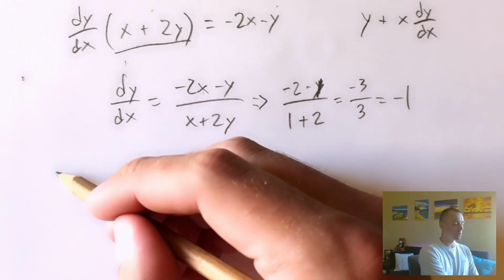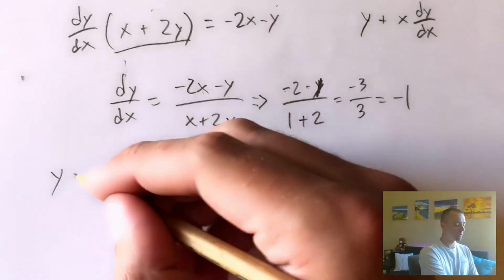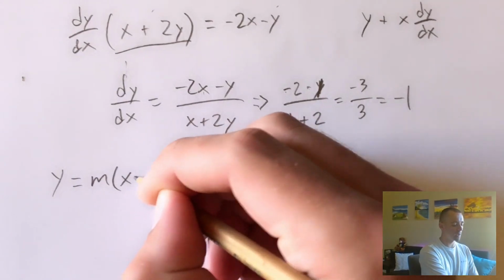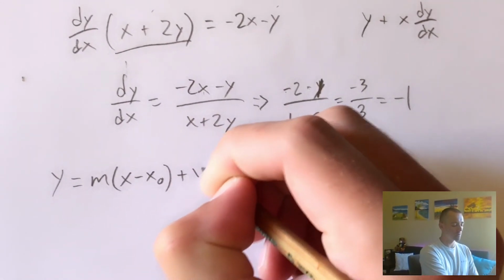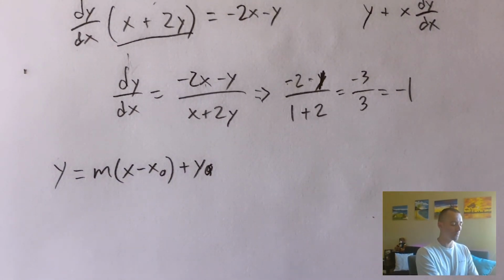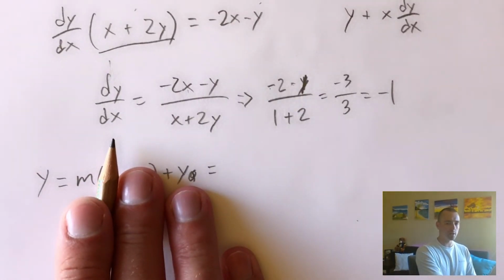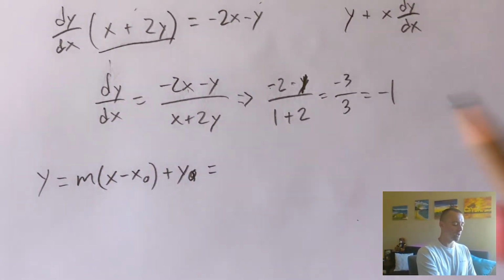So now what we can do is use the generic form of a line, the generic equation for a line, which is y equals m times (x minus x0) plus y0. Our tangent line equation should look something like this, because this is what the equation of a line looks like. m is always going to be your slope. We just figured out using dy/dx that our slope is going to be negative 1.